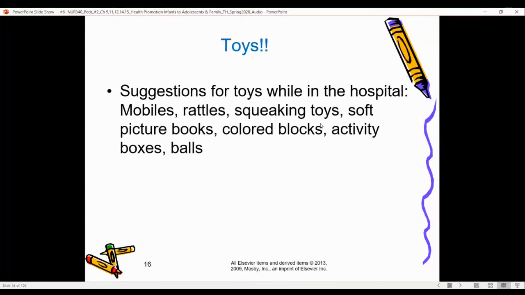Activity boxes are the ones where you have a ball or a box that has the star shape and the square shape and the triangle shape, and they try to put the different blocks that have those sizes and shapes into the holes. So those are all great activities at this age.